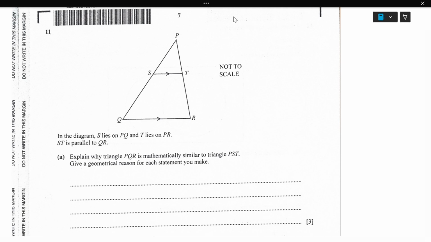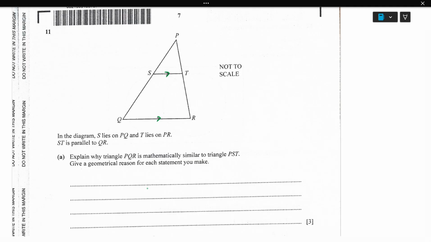Yeah, question number 11. Here in this diagram, S lies on PQ and T lies on PR, and ST is parallel to QR. Explain why the big triangle PQR is similar to triangle PST.